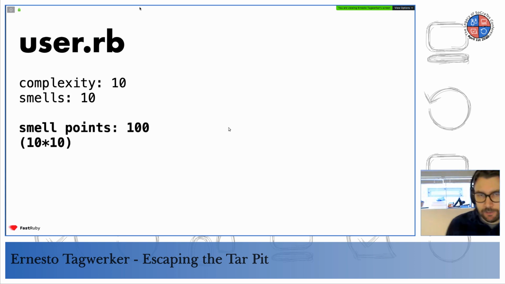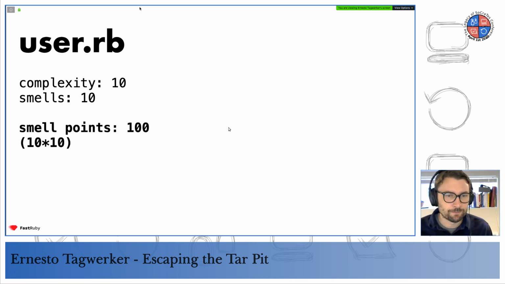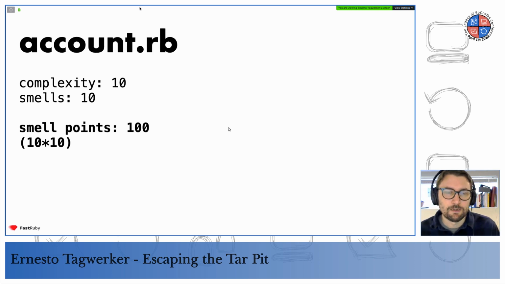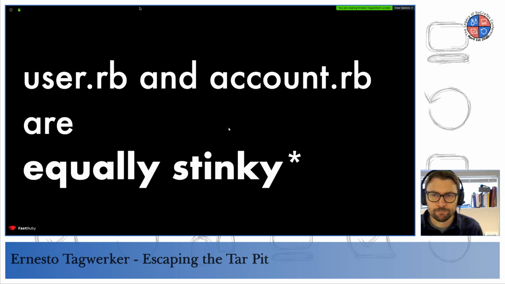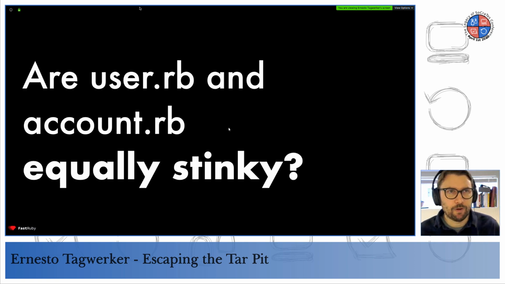I think it's clear with an example. Let's say we have user.rb and it has 10 points for complexity and 10 for smells. So yeah, let's say it has 100 smell points. Then we have account.rb with the same metrics, same amount of smell points. Now, if we look at them side by side, you might be inclined to say, well, user and account are equally stinky. But are they really equally stinky?